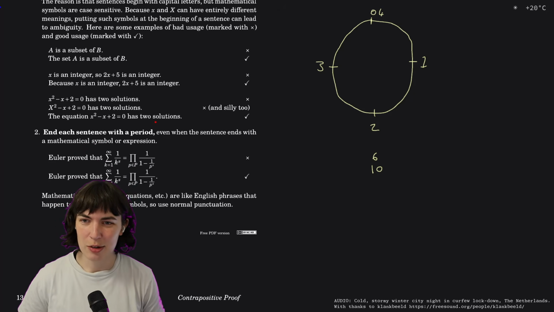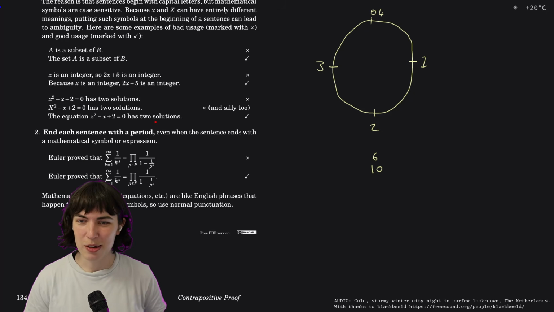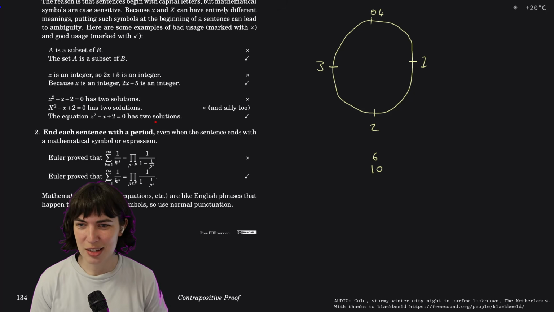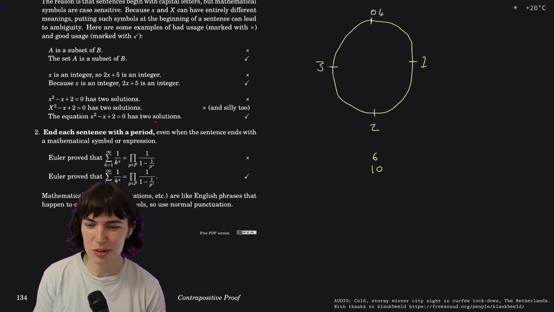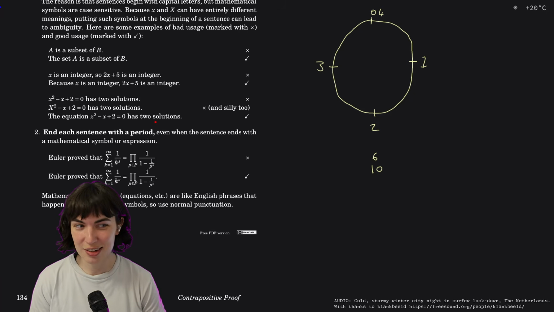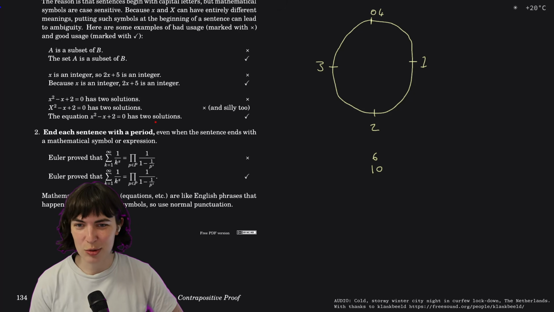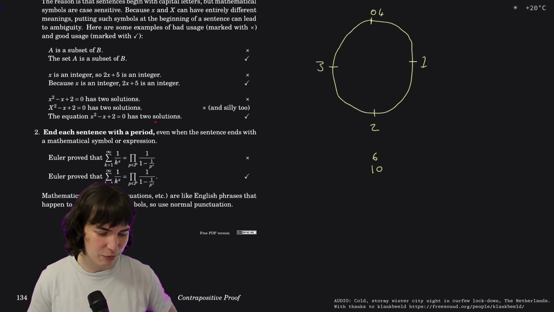A is a subset of B. No, no, no. We don't do that. The set A is a subset of B. Nice. x is an integer, so 2x plus 5 is an integer. Because x is an integer, 2x plus 5 is an integer. x squared minus x plus 2 equals 0 has two solutions. No, no, no. And also silly. The equation x squared minus x plus 2 equals 0 has two solutions. Yeah. Okay. All right.